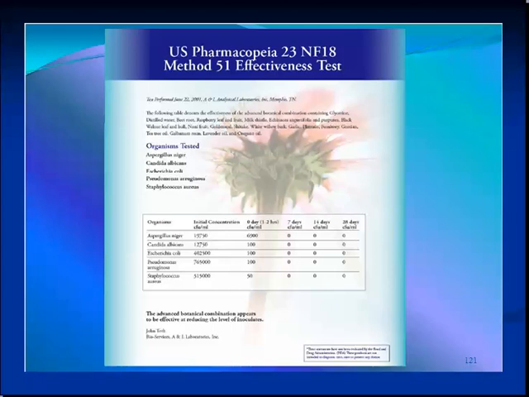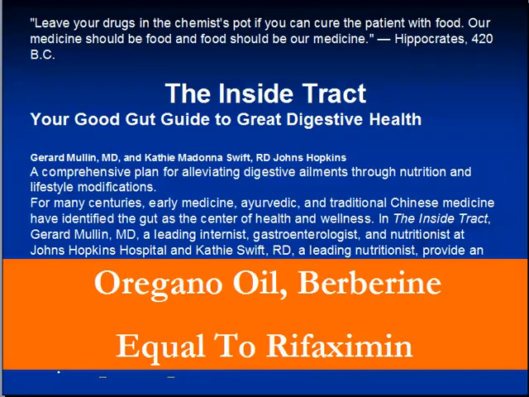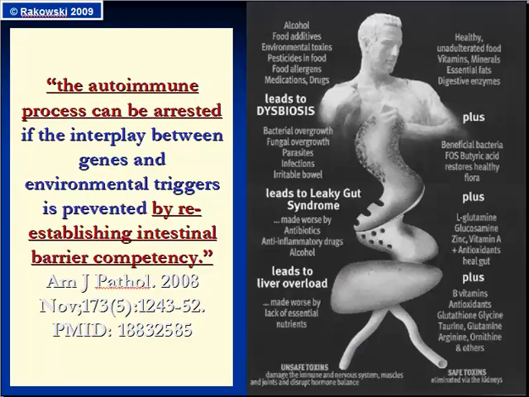Here's a study of some of the most pathogenic things that we find in our body, bacteria and yeast. Starting from the left side on the column is how many of those organisms are present, and within 7 days they're all gone with the use of natural products. These two products have been found to be equal to one of the strongest antibiotics known. And we know from the studies that the autoimmune process can be arrested and reversed by healing up the gut wall.